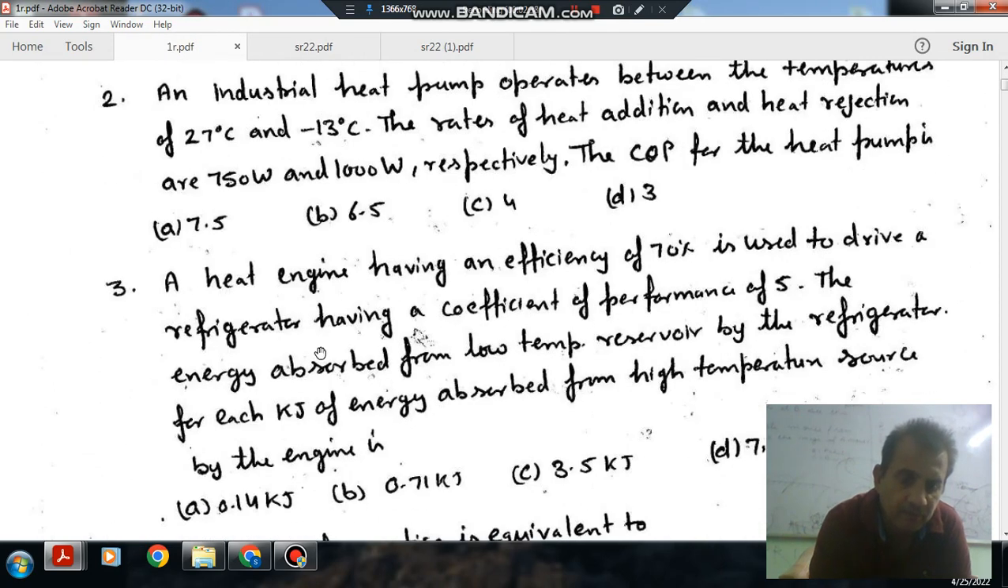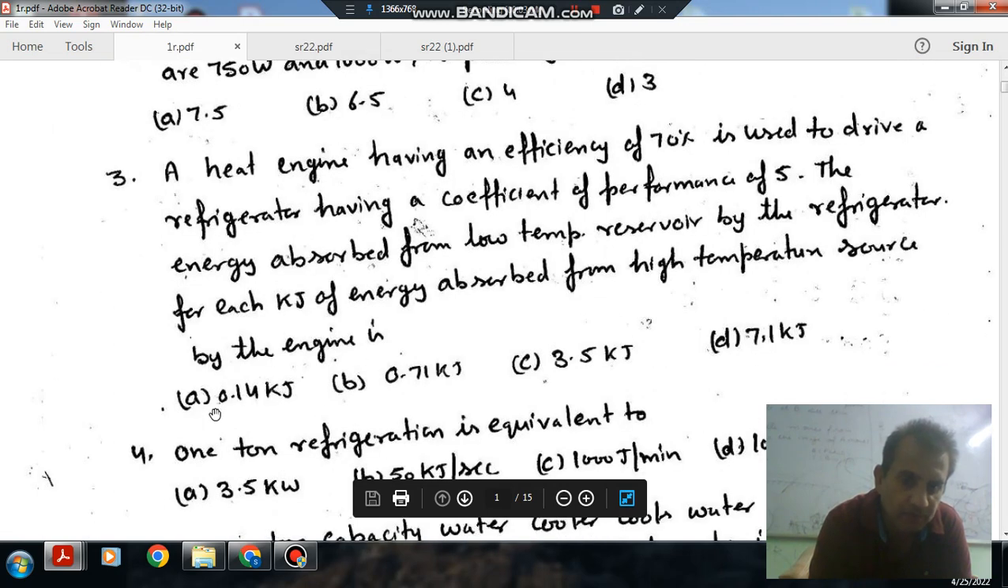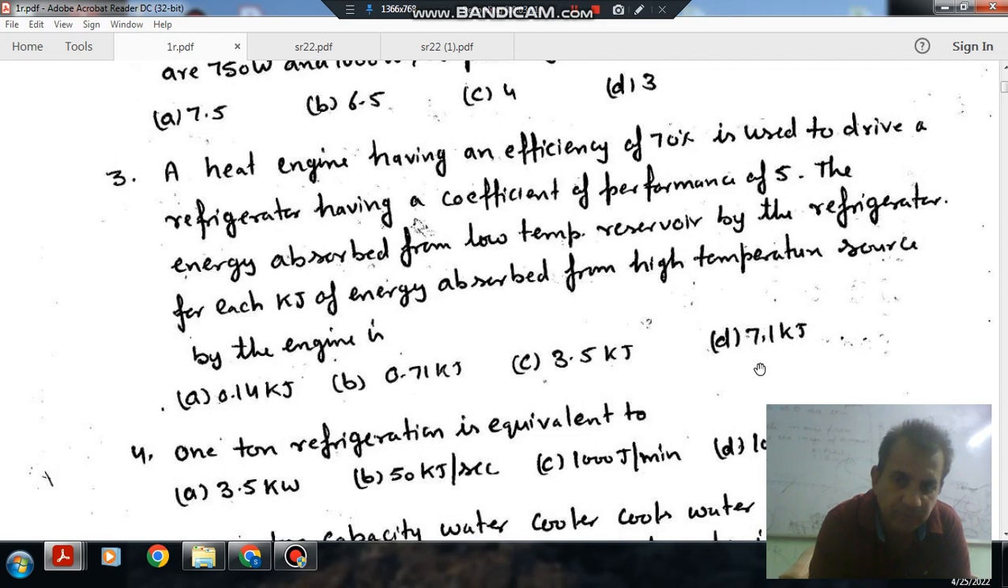Next, a heat engine having an efficiency of 70% is used to drive a refrigerator having a coefficient of performance of 5. The energy absorbed from the low temperature reservoir by the refrigerator for each kilojoule of energy absorbed from the high temperature source by the engine is: option A 0.14 kilojoule, option B 0.71 kilojoule, option C 3.5 kilojoule, and option D 7.1 kilojoule.